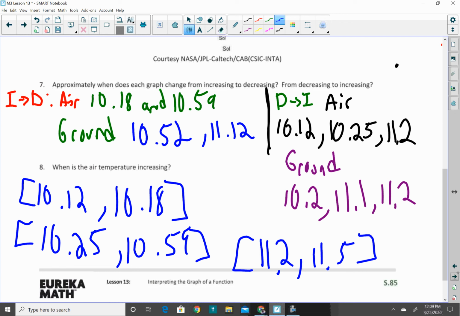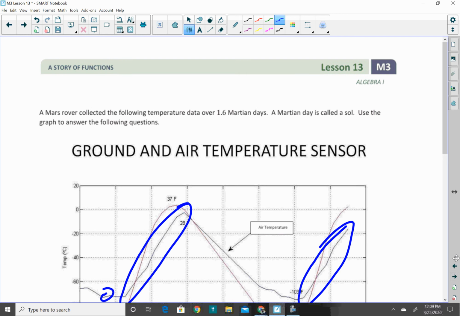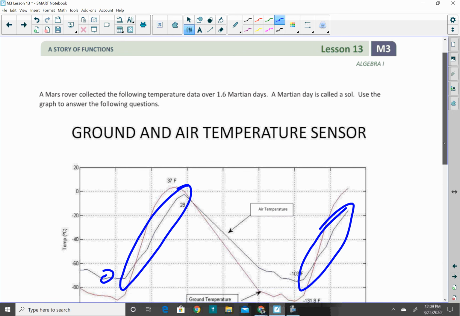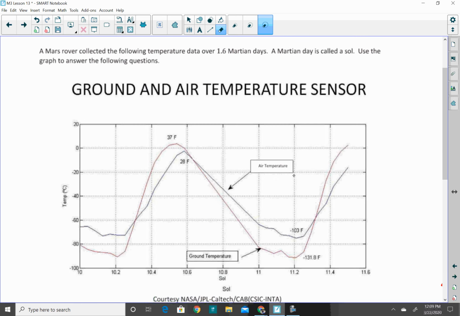Next question, I believe, is we're looking at where the ground temperature is decreasing. So I'll erase my graph a little bit. We're looking at the ground temperature graph, and where is it going down? To this one in this color here. So the ground is going down here.